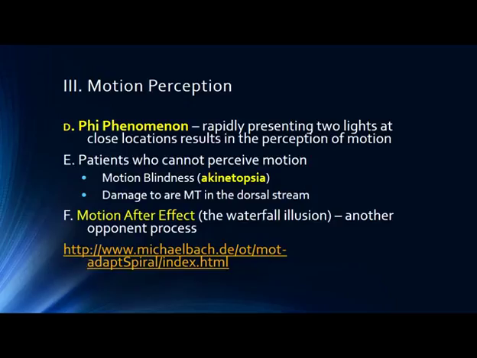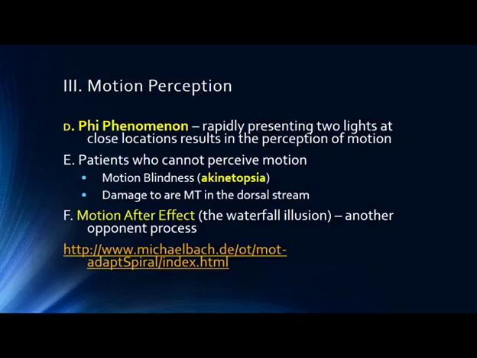There are some rare instances of patients who cannot perceive motion. They have what's called motion blindness, or what is known as akinetopsia. This is always due to damage to area MT in the dorsal visual stream. Very rare disorder, only a couple of known documented cases. Really fascinating though. One patient, the way this got diagnosed is she called a plumber because the water coming out of her faucet was frozen. She couldn't see it moving. And so it looked like a solid stream of ice to her because the water wasn't flowing.